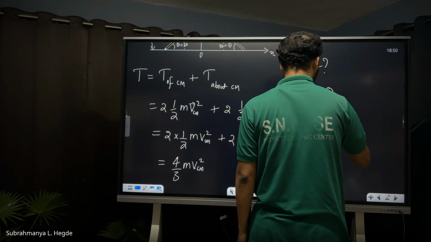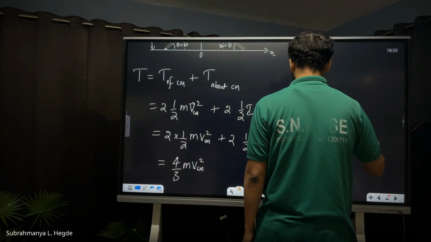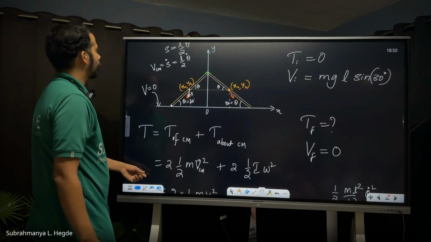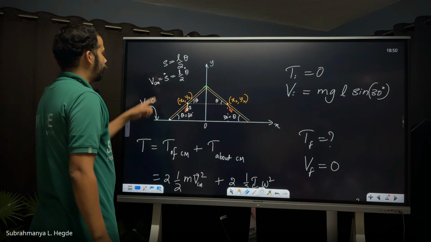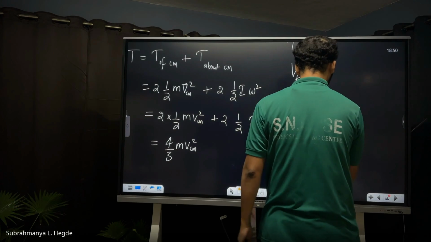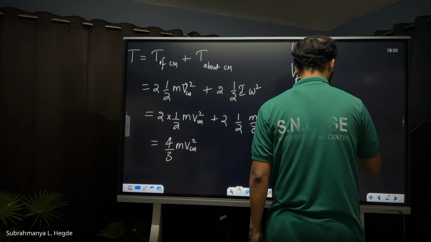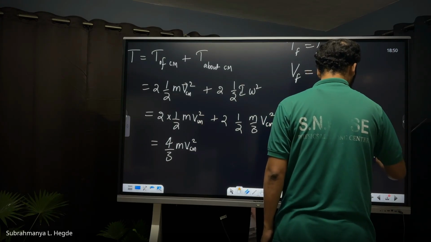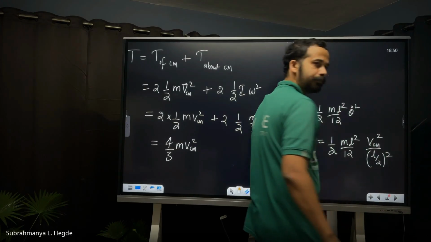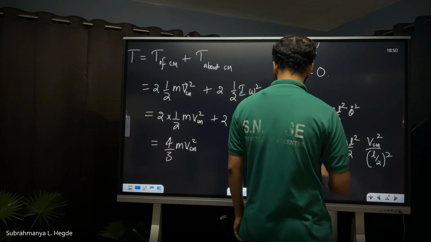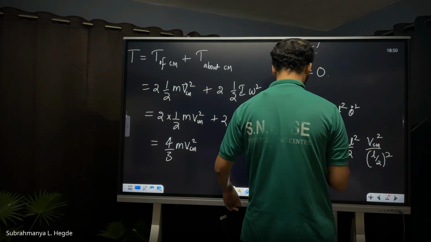Half m L square by 12 theta dot square. What is that theta dot? VCM by L by 2. That's equal to half of m L square by 12 times VCM square by L by 2 the whole square. You end up with the same thing. This is half I omega square.